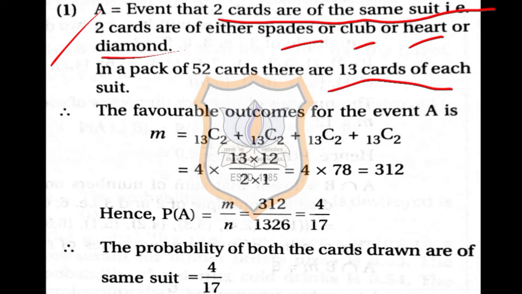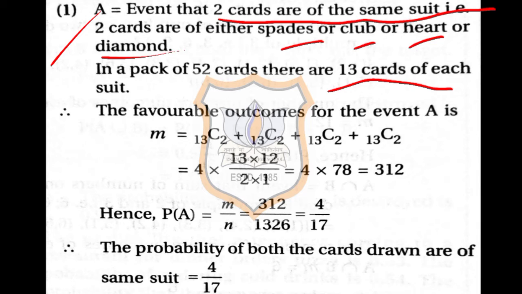Now from these 13 cards, you can select 2 cards. So what we can do? You can select 2 cards from either heart or club or spade or diamond. Now when you have 'or', that means the combination when you use it, it will have a plus sign in between them. So what will be the thing?